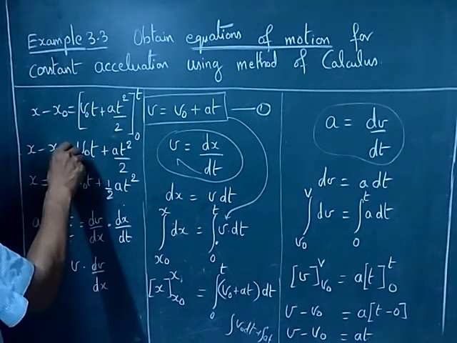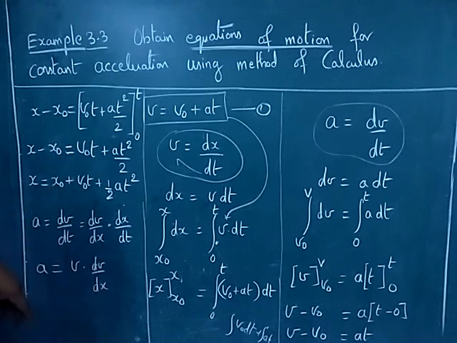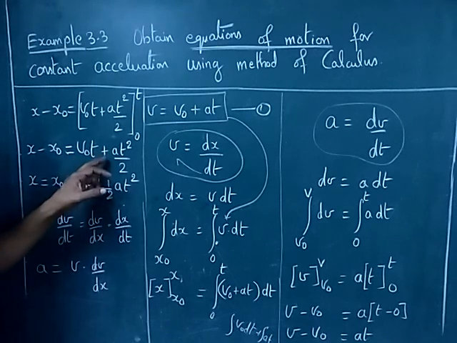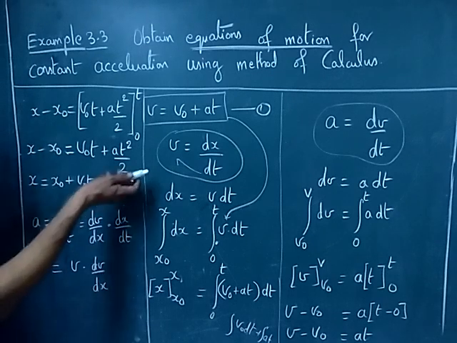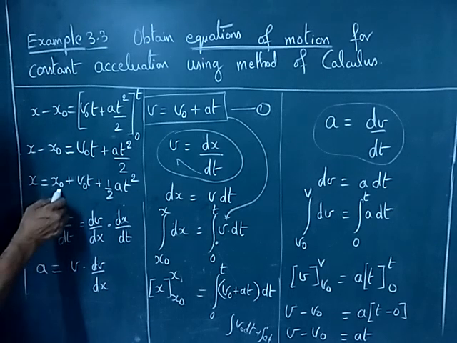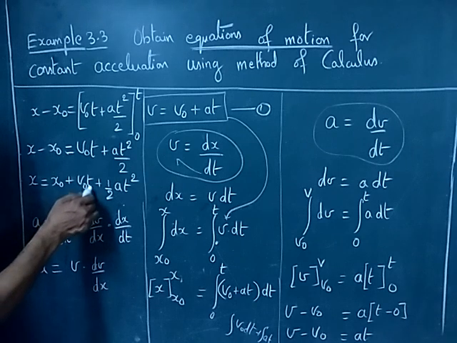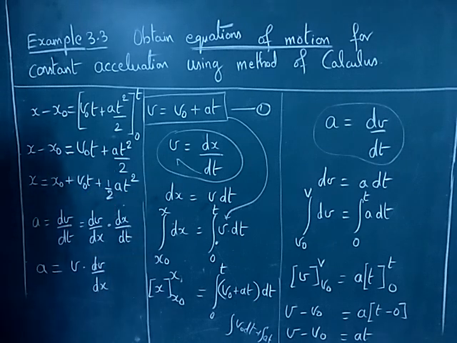So you will have x minus x0 is equal to v0 t plus half at square. Bring this minus x0 to the other side. So x is equal to x0 plus v0 t plus half at square.